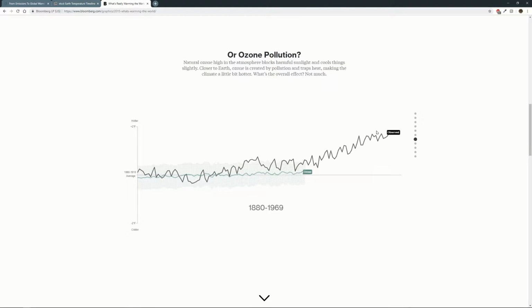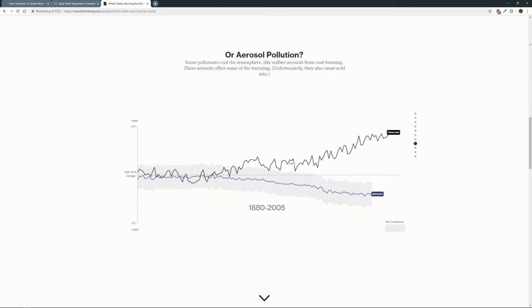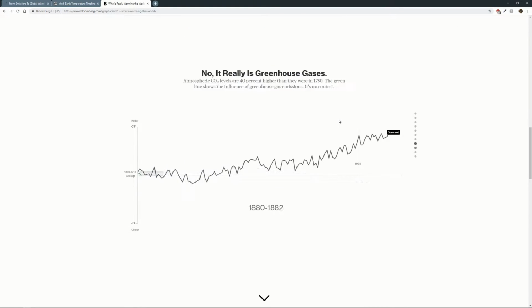Is it ozone pollution? Natural ozone high in the atmosphere blocks harmful sunlight and cools things slightly. But closer to the Earth, ozone is created by pollution and traps heat, making the climate a little bit warmer. But the overall effect is not much. Notice that it does not match our graph even yet still. What about aerosols? Well, some pollutants cool the atmosphere, like sulfate aerosols from coal burning. These aerosols offset some of the warming. So here we actually see the opposite effect.